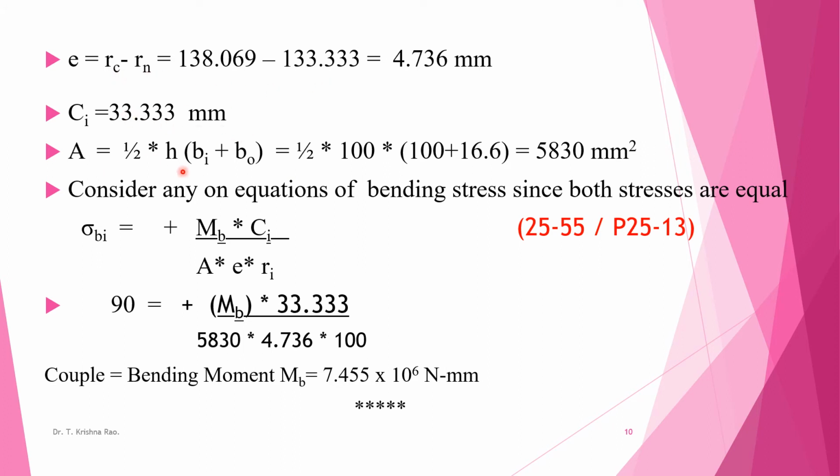Then find E, Rc minus Rn. Ci is already known. For the area we substitute the B naught value and find the area. Then in the sigma Bi equation we substitute and find the bending moment, which is called the couple MB. We can also take the sigma B naught equation, then it will be MB C naught by AE R naught. The answer remains the same, because you remember we started the problem with Ci by Ri equal to C naught by R naught, sigma Bi equal to sigma B naught. So any one equation you can take to find the bending moment. That is the end of the problem. Sometimes the bending moment is given and we ask you to find the fiber stress. So in this equation MB is given, we find the stress here.